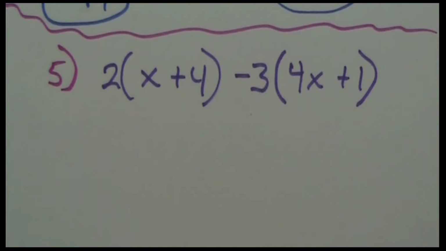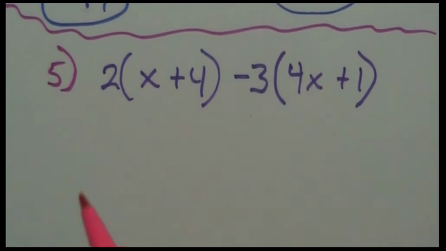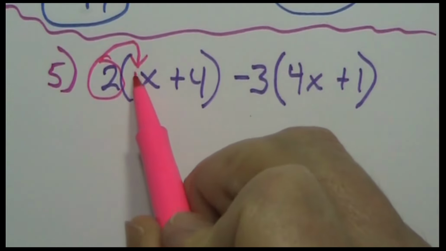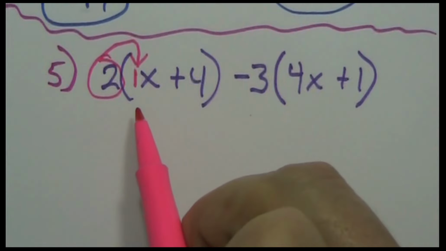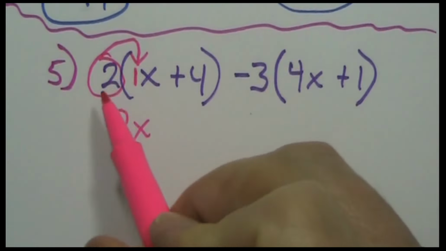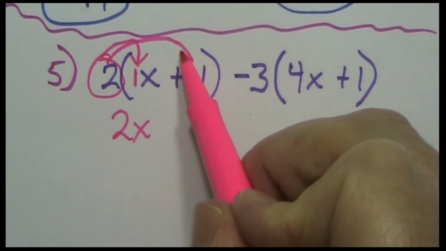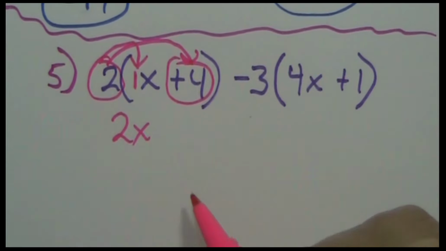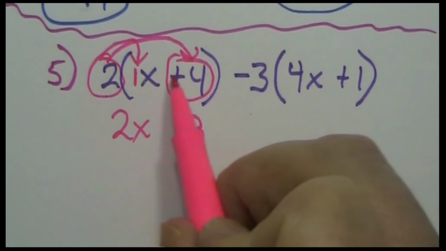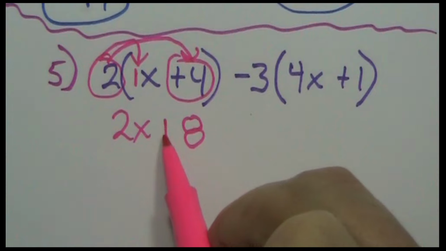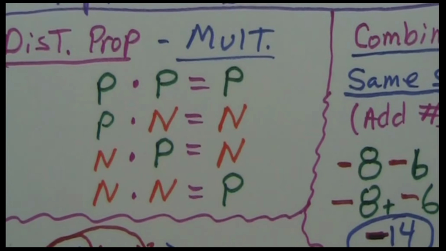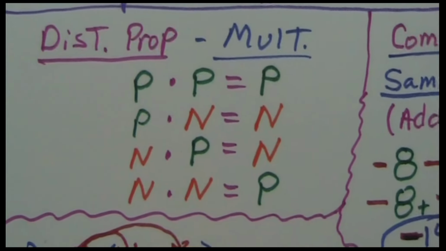Okay, so I'll take the outside times the inside. That's an invisible 1 right there. So 2 times 1, that's 2, so it's 2x. And they're both positive. Then I have 2 times positive 4. 2 times 4 is 8. And they're both positive. I'm multiplying with positives. Just to refresh your memory, we're using these rules right here when using distributive property.